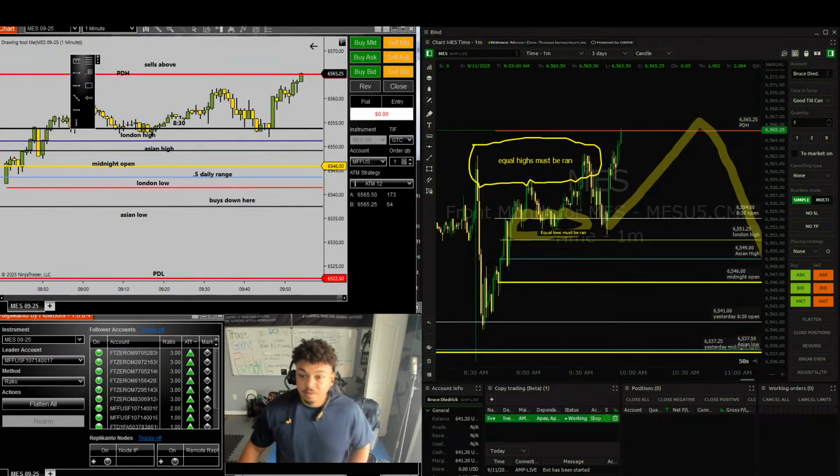So now we are piercing previous day's high. We are not selling the immediate rejection. We're going to let price action print. Unless it fails or struggles there, then we would just sell it. But it looks like it's not going to just stop.